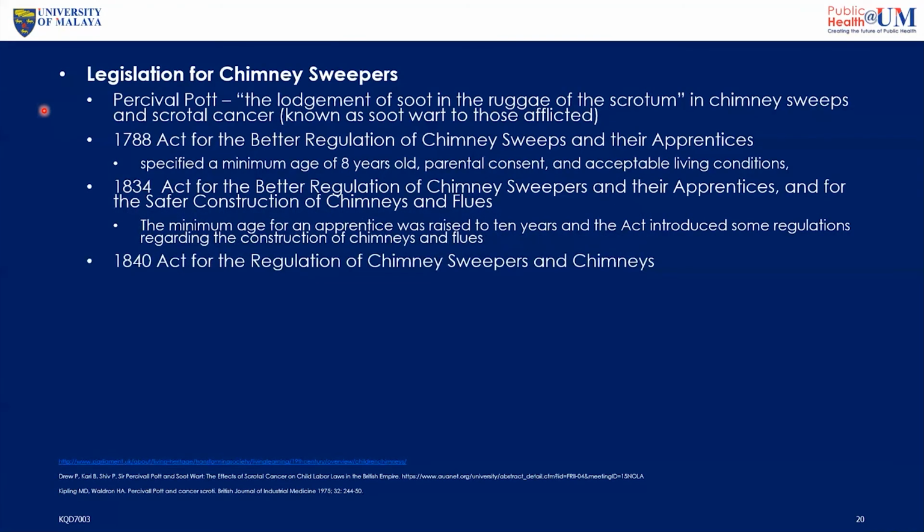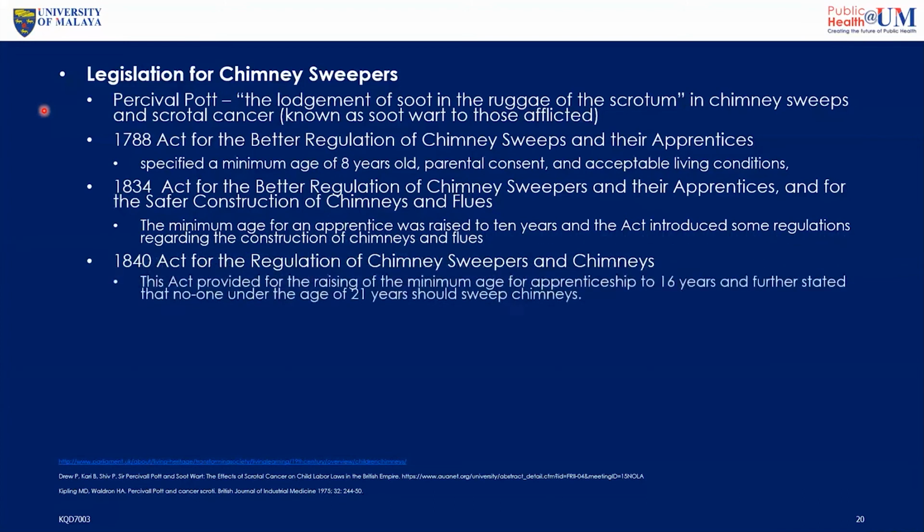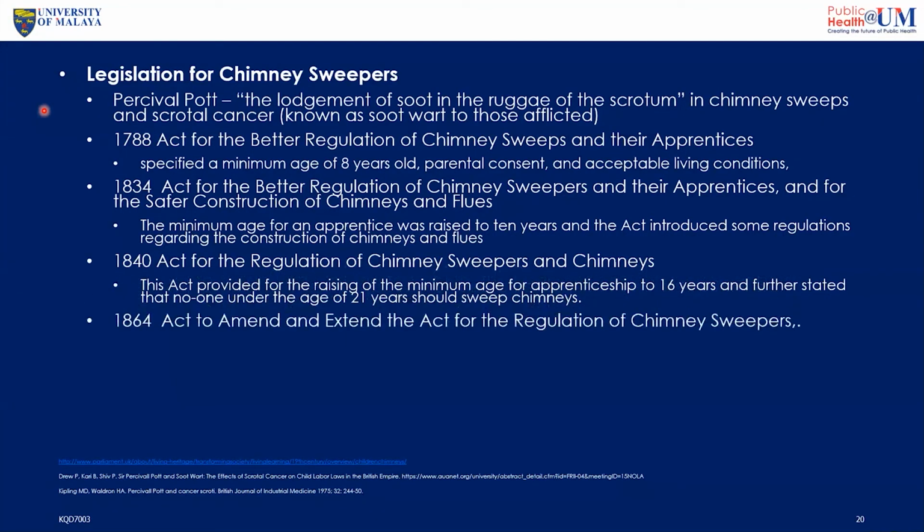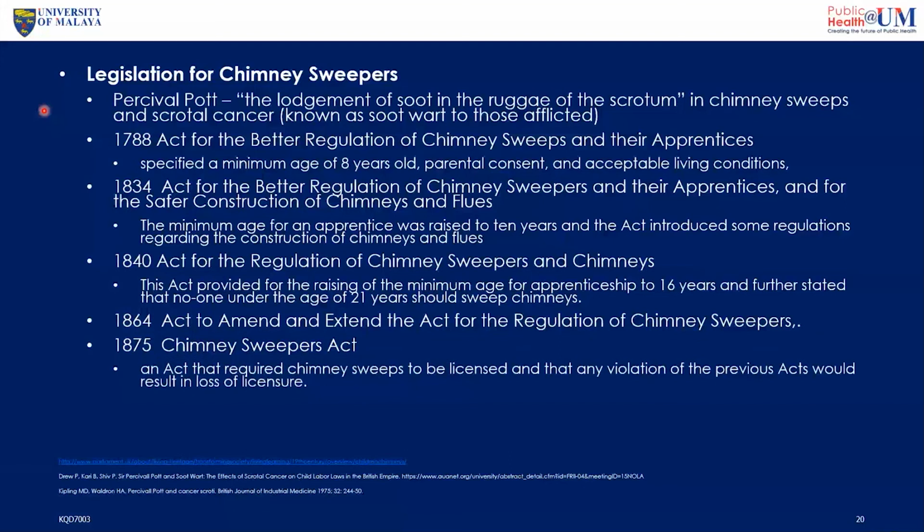In 1840, the Act of Regulation of Chimney Sweepers. This Act raised the minimum age of apprentices to 16 years old, and further stated that no people under 21 should sweep the chimney. Then in 1864, the Act was amended and extended to regulate chimney sweepers. In 1875, the Chimney Sweepers Act required chimney sweepers to be licensed, and violation of the previous acts would result in loss of licensure.